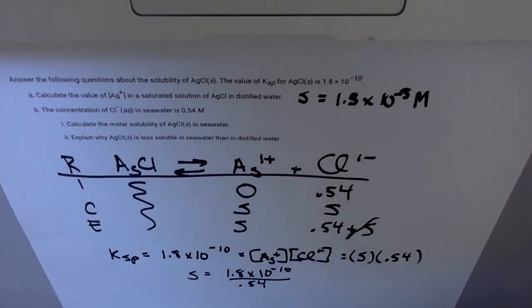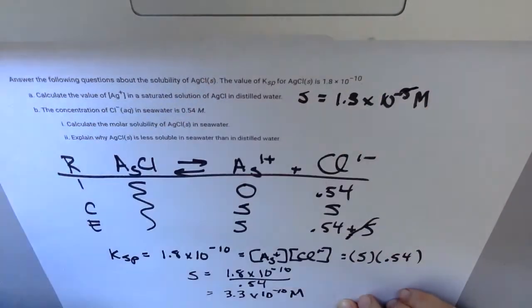And I'm going to put that in my calculator. So it's going to be 1.8 divided by 0.54. So it is going to be 3.3 times 10 to the negative 10th molar.